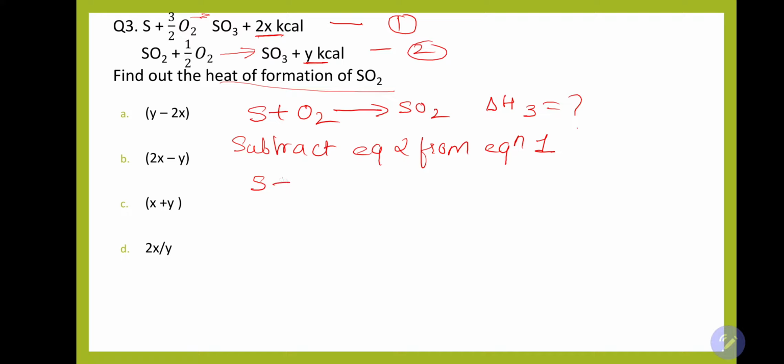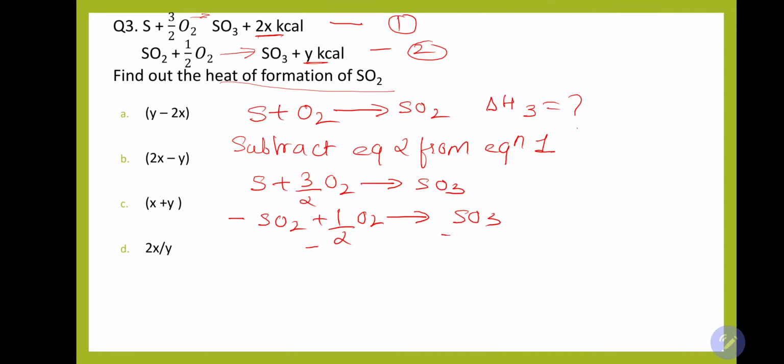So it is S plus 3/2 O2 gives SO3, minus SO2 plus 1/2 O2 gives SO3. Now here, as it is subtraction, the minus sign will change. So SO3 gets cancelled. Okay, and over here it will become 2x minus y.